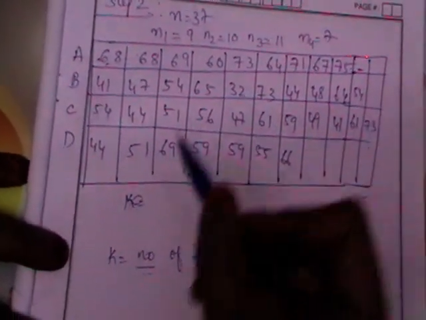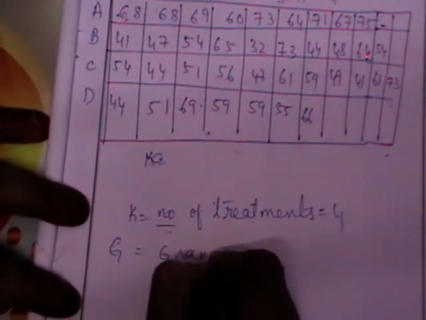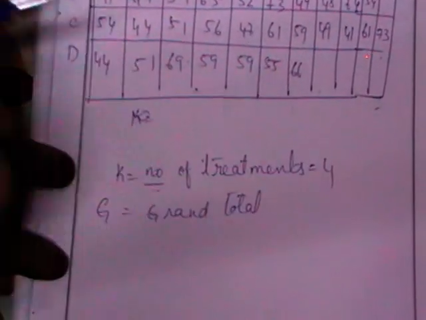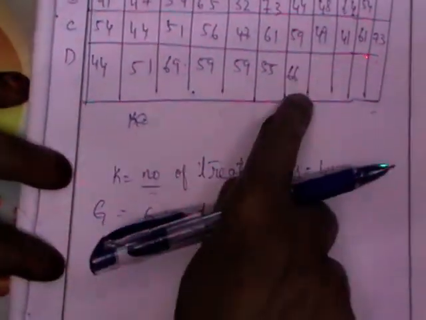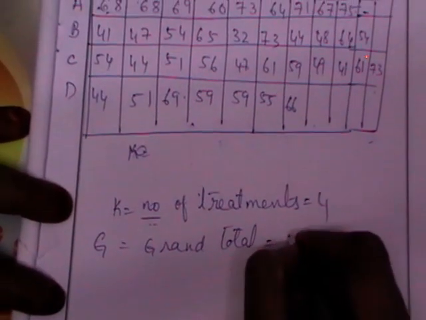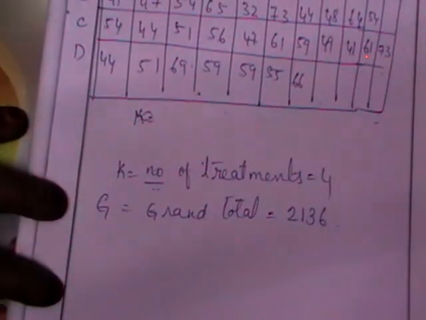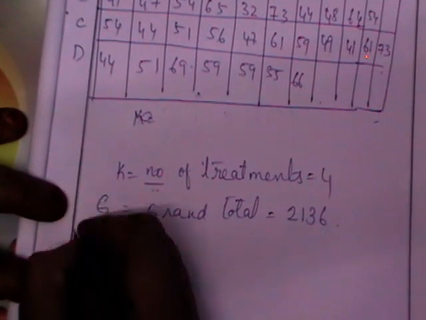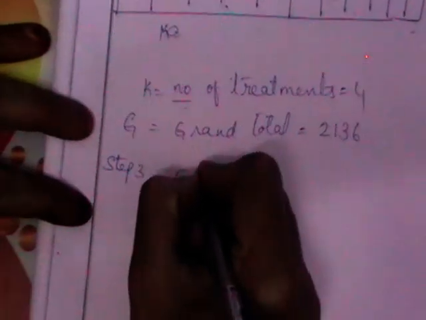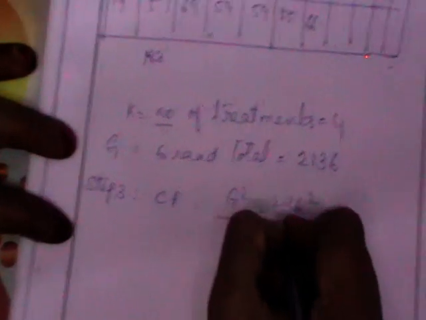Now step 2 consists of calculating G, which is called the grand total. Grand total means you should add all these observations, starting from 68 to the last observation 66. I have added all those, which comes to 2136. After this, you should calculate the correction factor. CF is G square by n, which is 2136 squared by what is n?